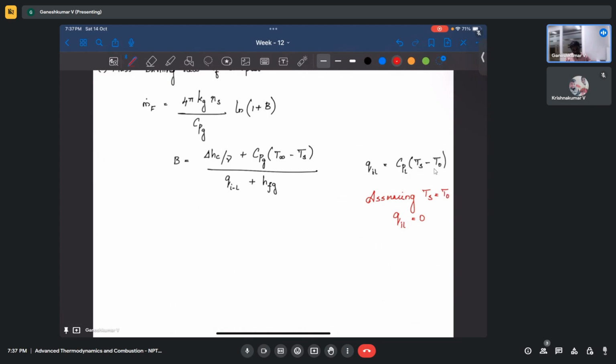We need HFG, we need to find delta HC, and we need to find nu. Nu is nothing but the mass of the oxidizer by the mass of the fuel. That is what nu is. And CPG is where a lot of things come into the picture.